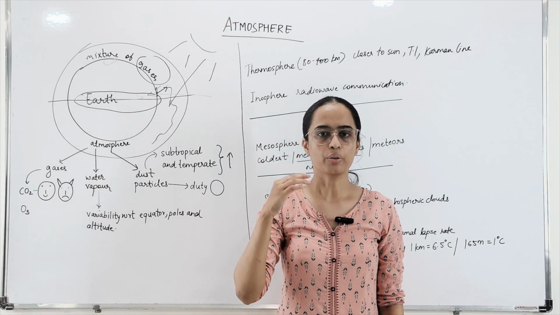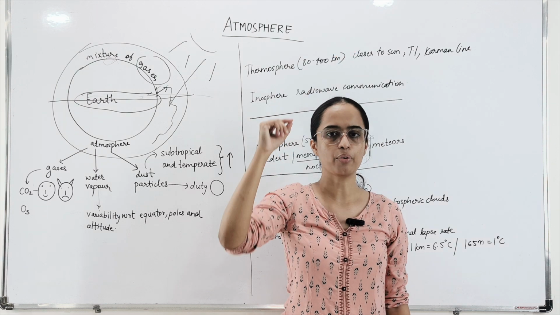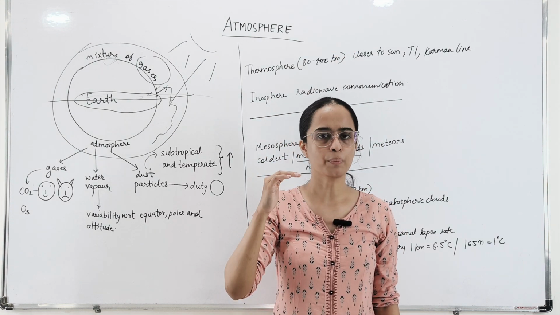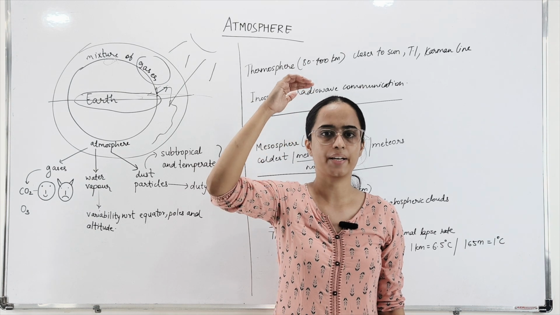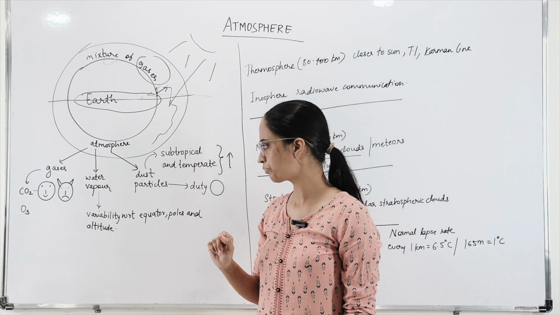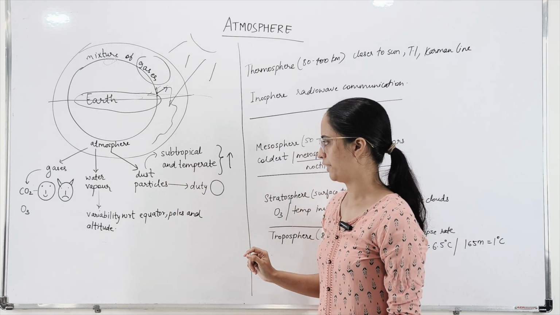So when you talk about equator and poles, as you move from equator to the poles, the amount of water vapor keeps on decreasing, and also altitude wise also, as you keep on moving higher and higher, the amount of water vapor keeps on decreasing. So that was about water vapor. Now let's move on to dust particles.